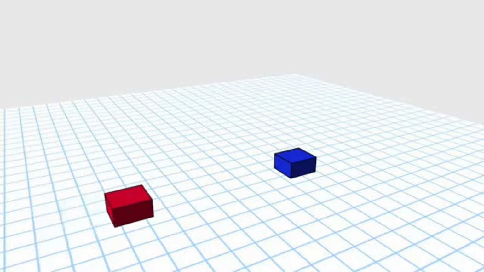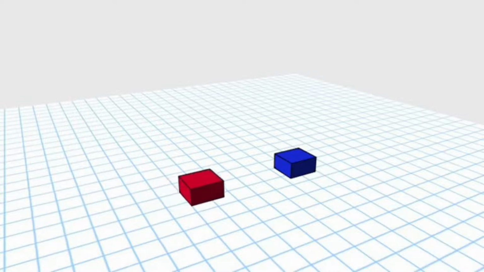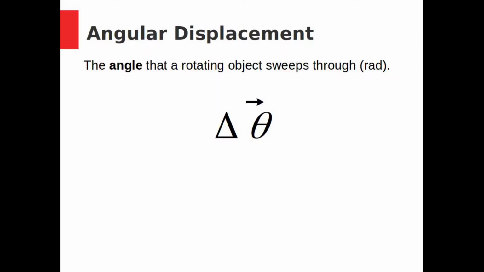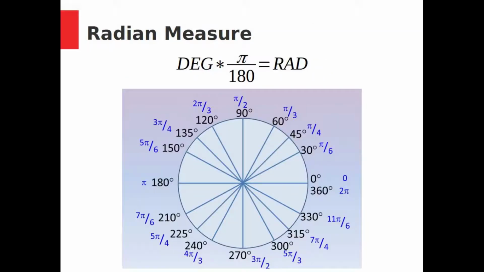Remember back in kinematics when we talked about displacement as change of position? Angular displacement is the change of angle. It tells you the angle through which an object rotated. Angular displacement is symbolized with the Greek letter delta theta. It is an angle, and it is expressed in a unit called radians. A radian is an angle measurement just like degrees. In fact, a radian is about 57 degrees.